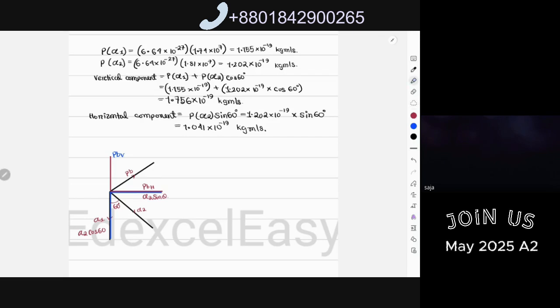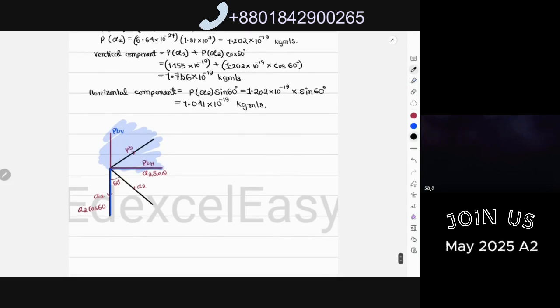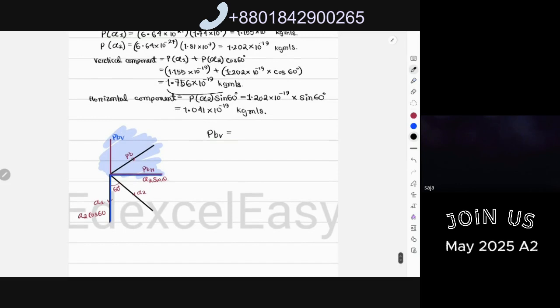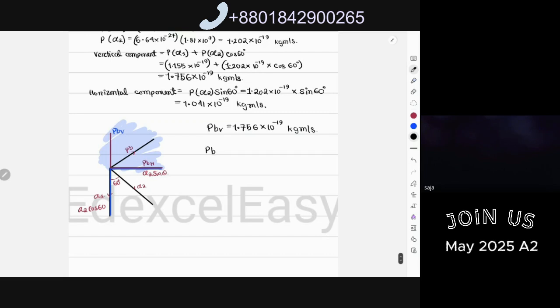So if I only focus on this portion, now I know that your PBV is actually this one, 1.756 × 10^-19 kg m/s, because momentum is conserved, right? Whatever the momentum was in the vertically downward direction, that will be same in this direction also. And then again, momentum in the horizontal direction will be this 1.041 × 10^-19 kg m/s, right? Is there any question understanding this?